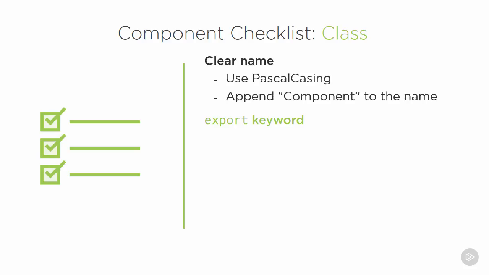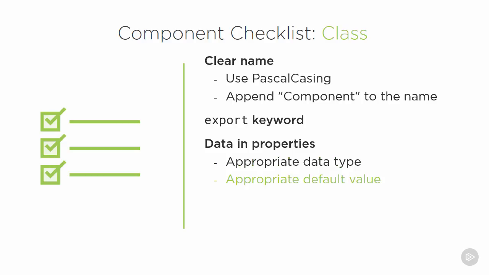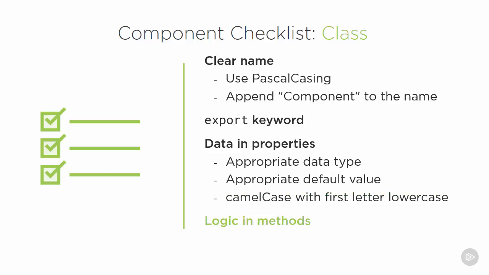Recall what the export keyword does? It makes the class accessible to be imported by other parts of the application. If the component view displays data, such as a title, the data element is defined as a property of the class. To leverage TypeScript's strong typing, be sure to set the appropriate data type for each property, and set a default value where appropriate. Use camel case for property names with the first letter lowercase. If the component view has functionality, such as hiding and showing an image, the logic is defined as methods in the class. Use camel case for method names with the first letter lowercase.